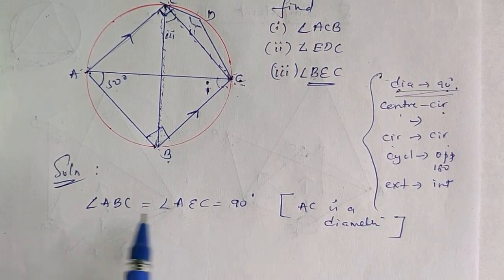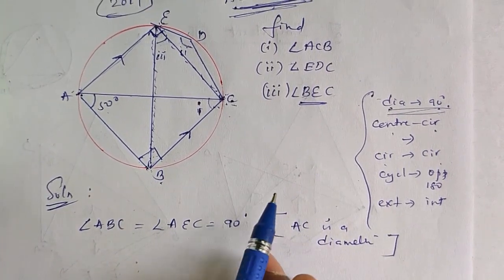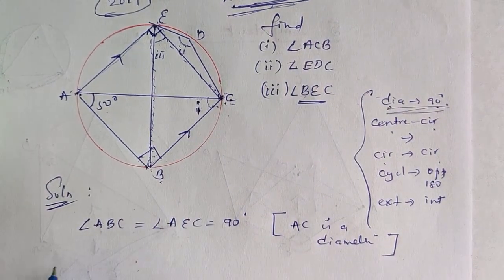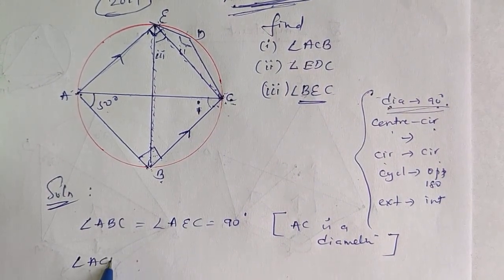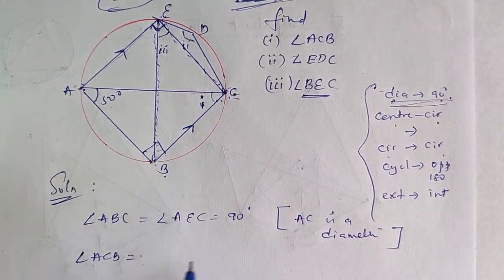We have to give the reason, and don't mark the sub question. It is there in the main question. Next, after getting this, we will go to here. Now we can get angle ACB. How to get angle ACB?